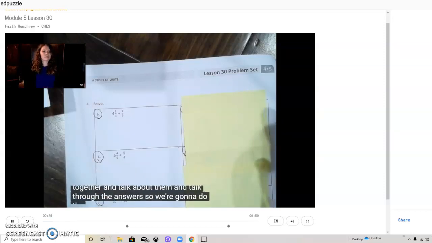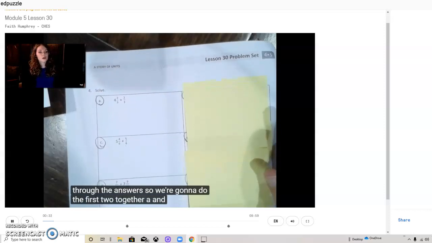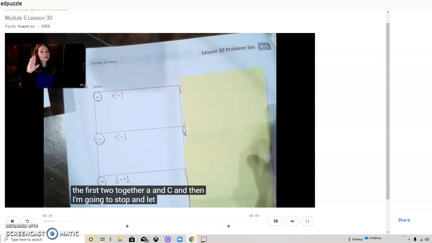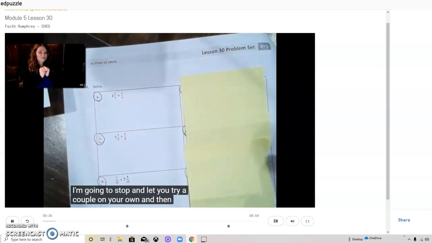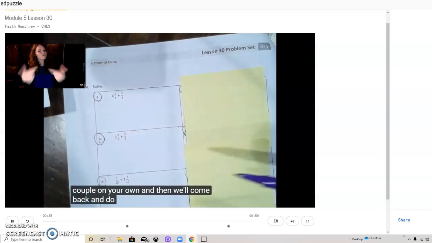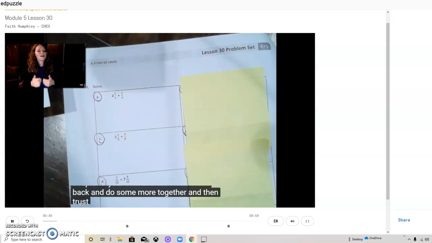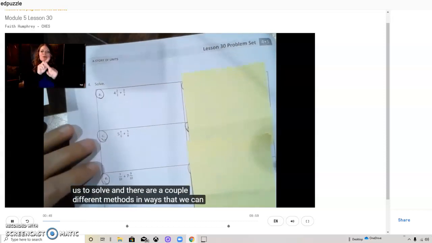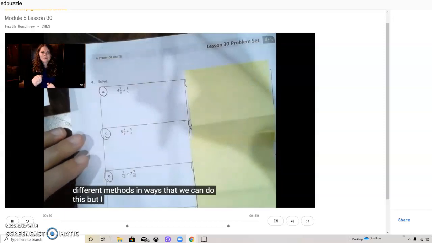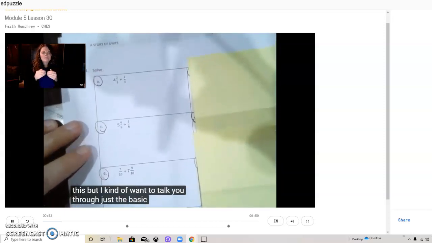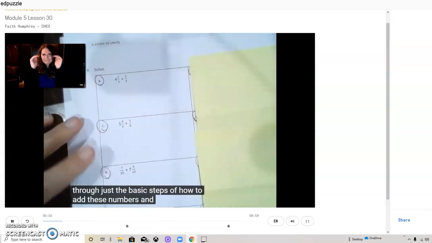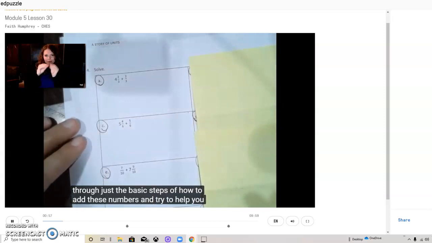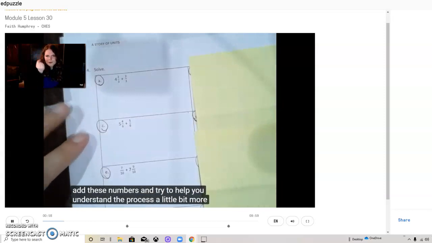So we're going to do the first two together, A and C, and then I'm going to stop and let you try a couple on your own, and then we'll come back and do some more together and then try some more on your own. So it's asking us to solve, and there are a couple different methods and ways that we can do this, but I kind of want to talk you through just the basic steps of how to add these numbers and try to help you understand the process a little bit more.